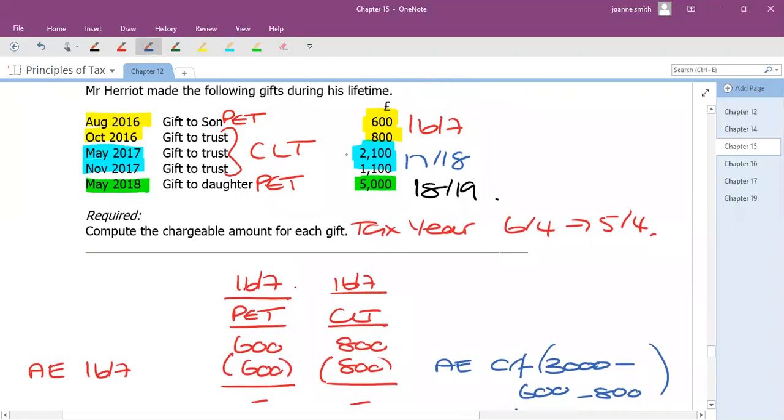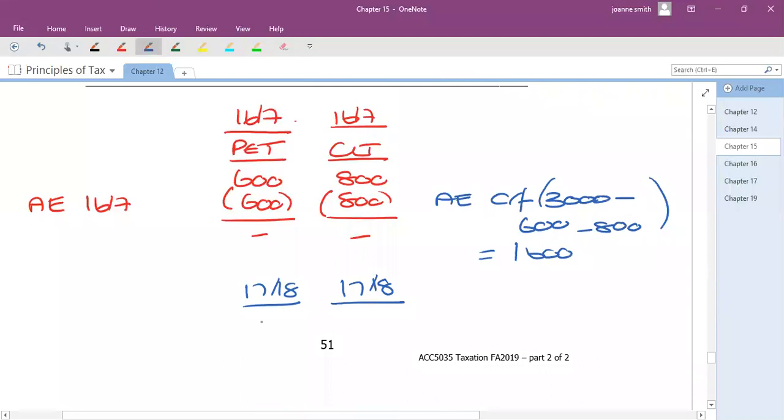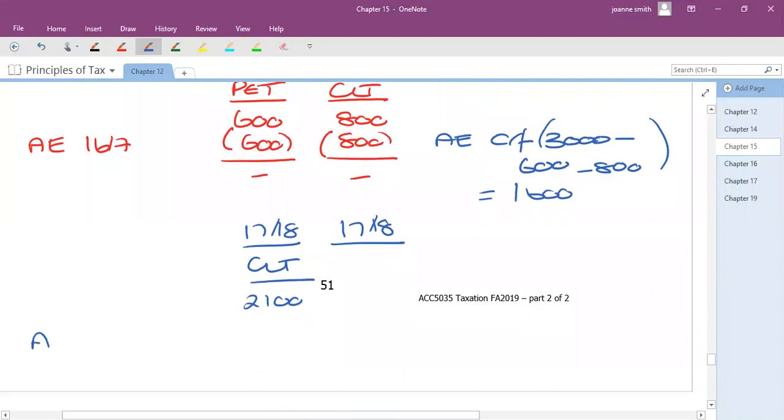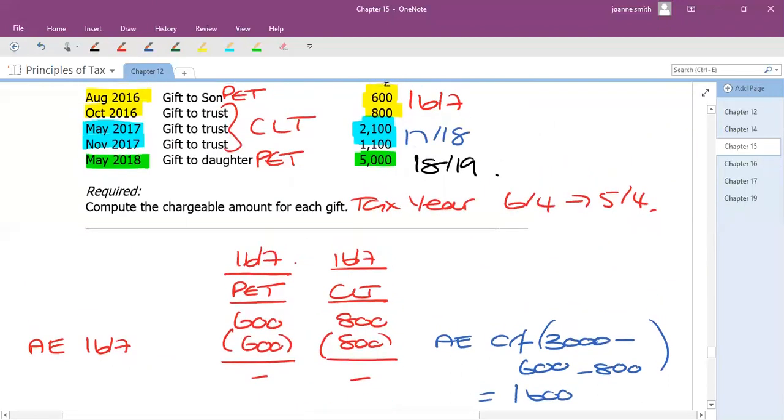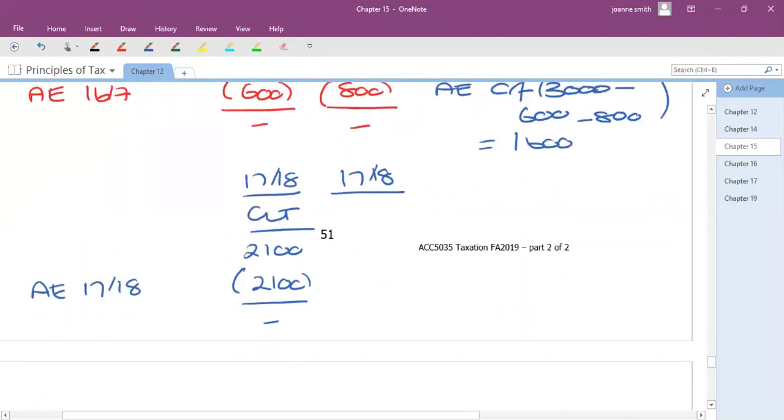First thing that happened in that year, we had a CLT for 2,100. We have to use the current year annual exemption first. So we don't look at this. We say, right, current year, that's gone down to 0. The next one that happened that year was another trust, so another CLT, and that came to 1,100. Now, we've only got £900 of this year's annual exemption because I've used 2,100 and I've only got 3,000 altogether. So that will reduce that to 200.